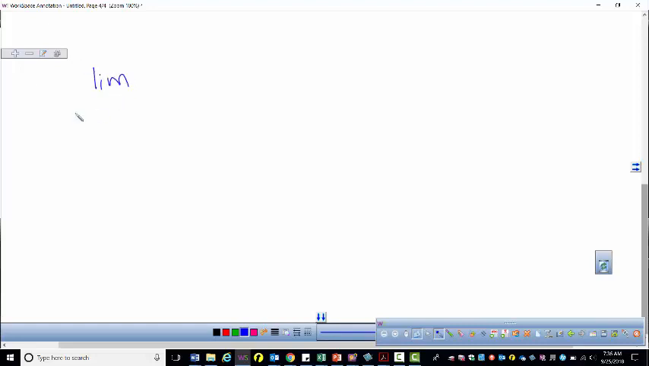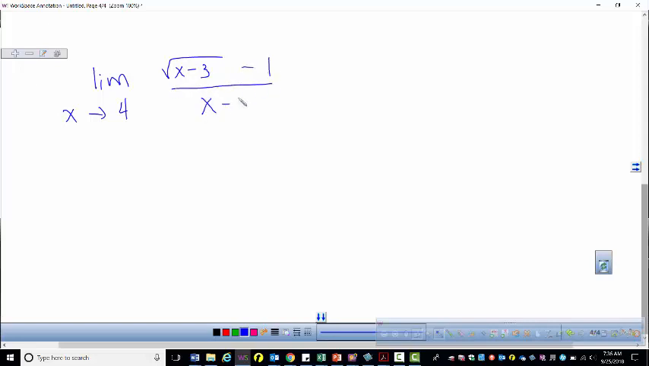How about the limit as x approaches 4 of the square root of x minus 3 minus 1 all over x minus 4. So again, you can try plugging in 4, but I can see from my denominator I get 0, so I'm not going to be able to just plug it in. I'm going to have to use a conjugate because it's a square root. So the conjugate of the numerator would be the square root of x minus 3 plus 1. And then I have to multiply the numerator and the denominator by that.